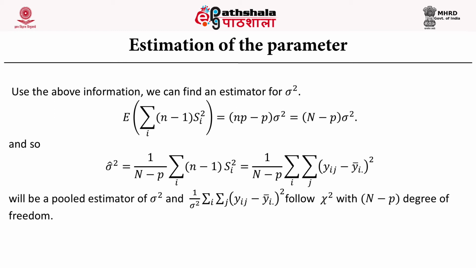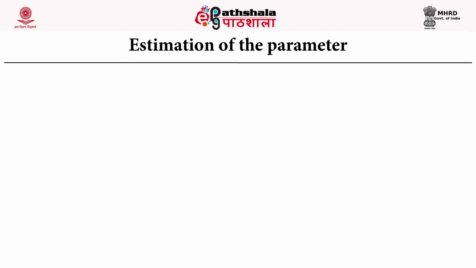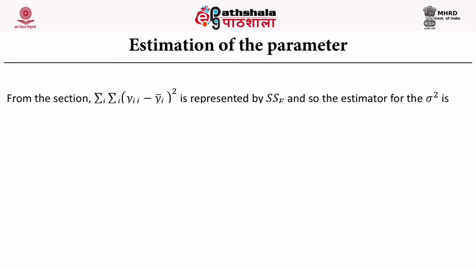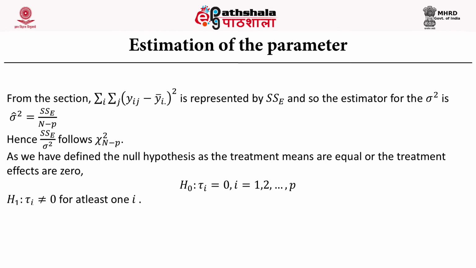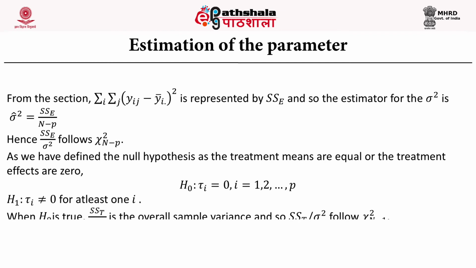So 1 upon sigma square times the double summation of (Yij minus y i dot bar) whole square follows a chi-square distribution with n minus p degrees of freedom. This double summation is represented by the sum of squares of error, so the estimator for sigma square is sigma square hat, which is equal to the sum of squares of error divided by n minus p. Hence the sum of squares of error divided by sigma square follows chi-square with n minus p degrees of freedom. We define the null hypothesis as the treatment effects being 0. So H naught: tau i equals 0 where i varies from 1 to p, and H1: tau i not equal to 0 for at least one i.